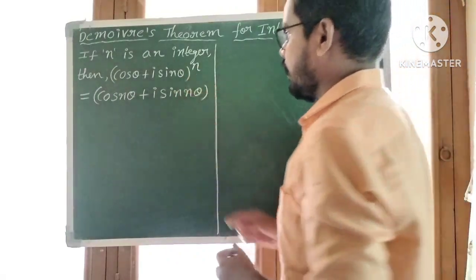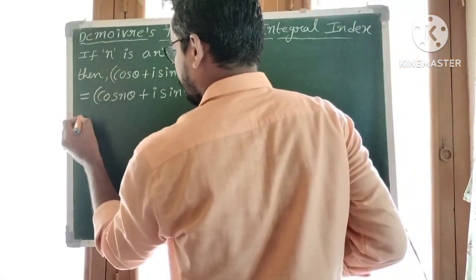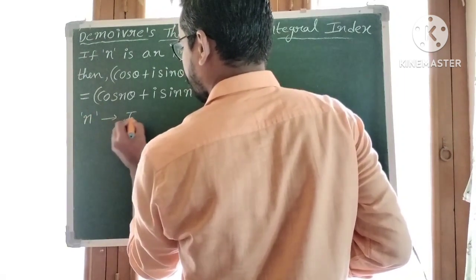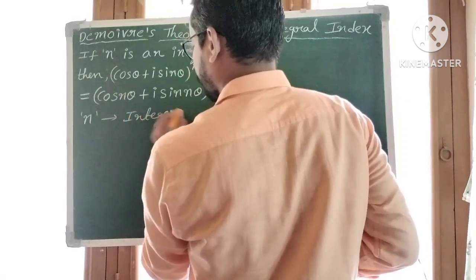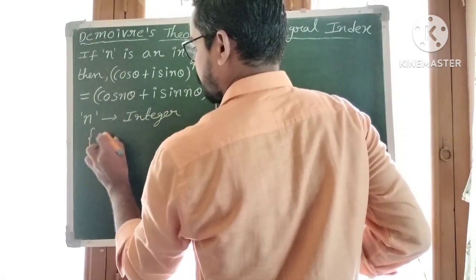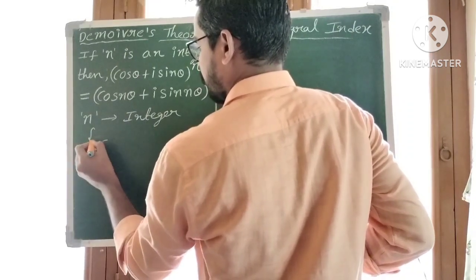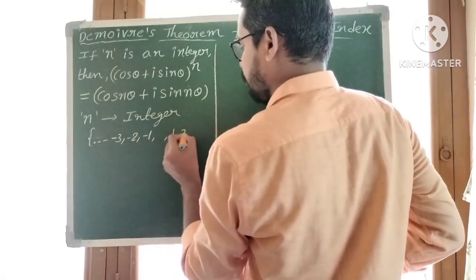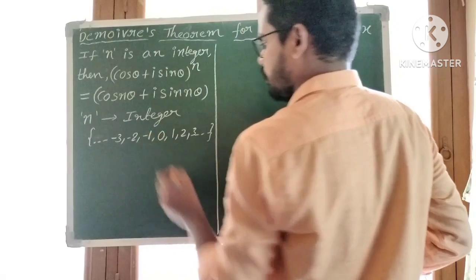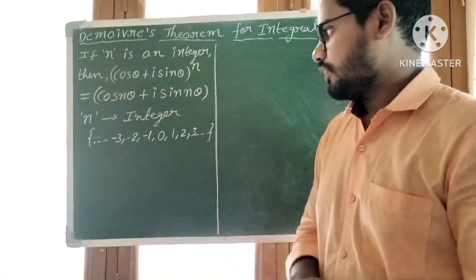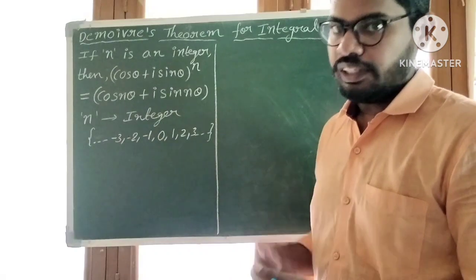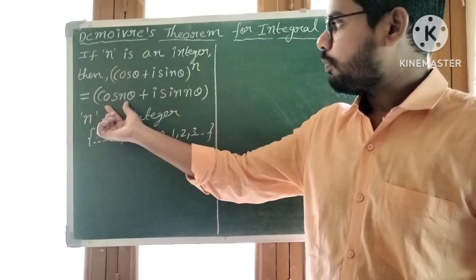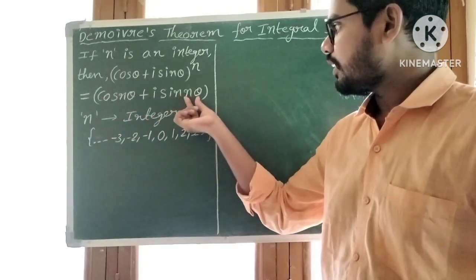Here n is an integer. It is the set of negative numbers, positive numbers along with 0. For any integer, (cos theta plus i sin theta) whole power n is equal to cos n theta plus i sin n theta.